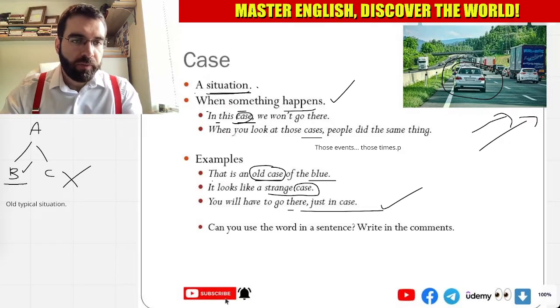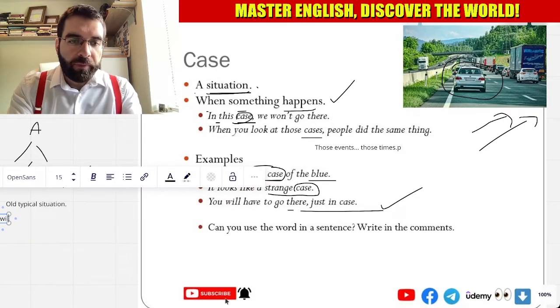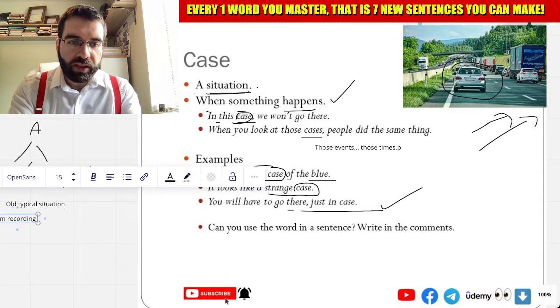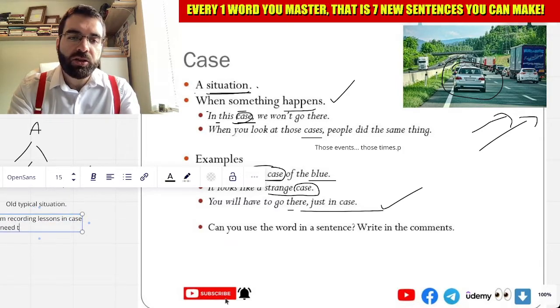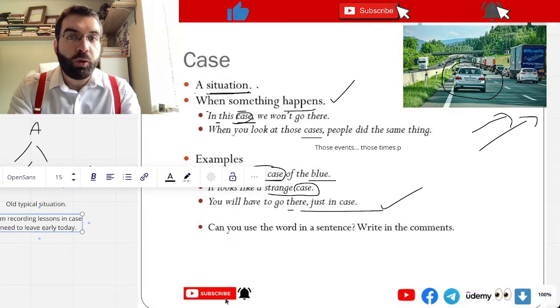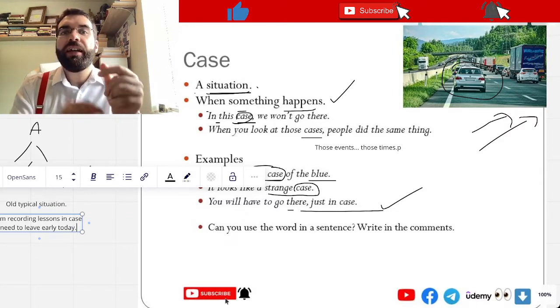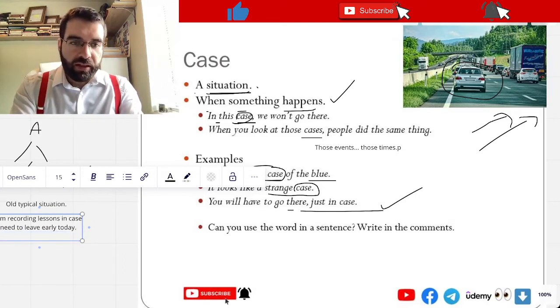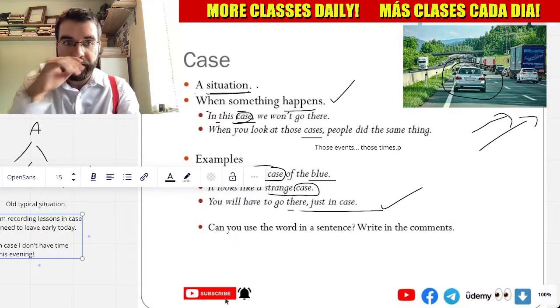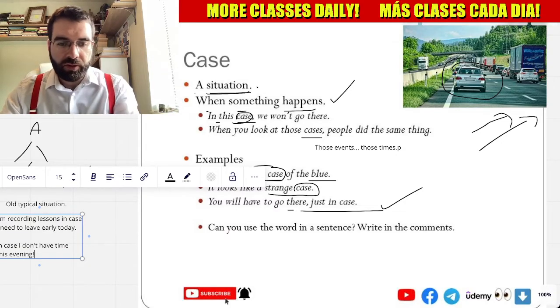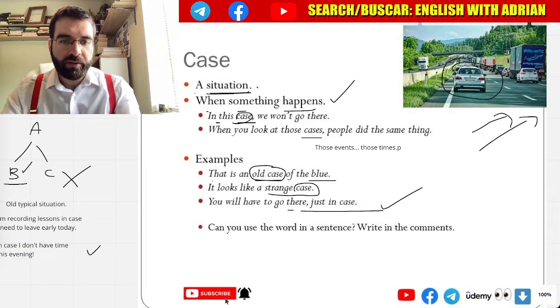Exactly. So I'm recording lessons in case I need to leave early today. It's 1:15 now, and I'm recording lessons now in case, just in case I don't have time this evening. Yes, in case. Very good. Just in case.